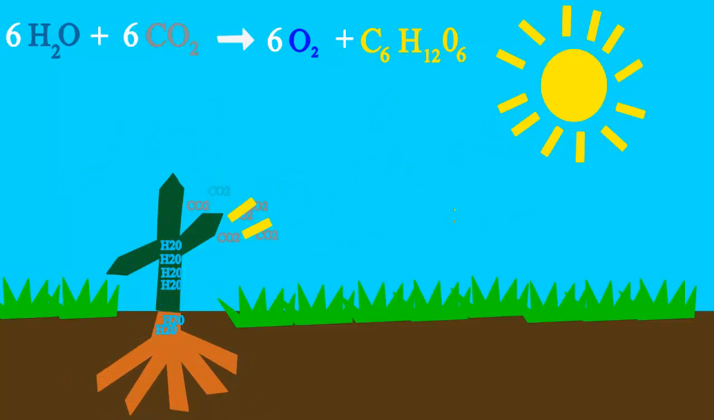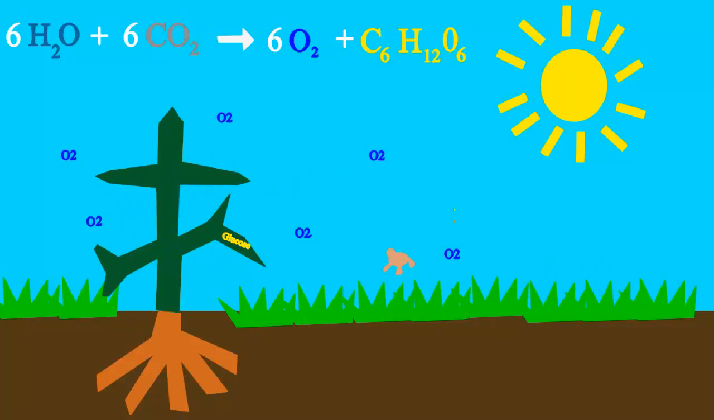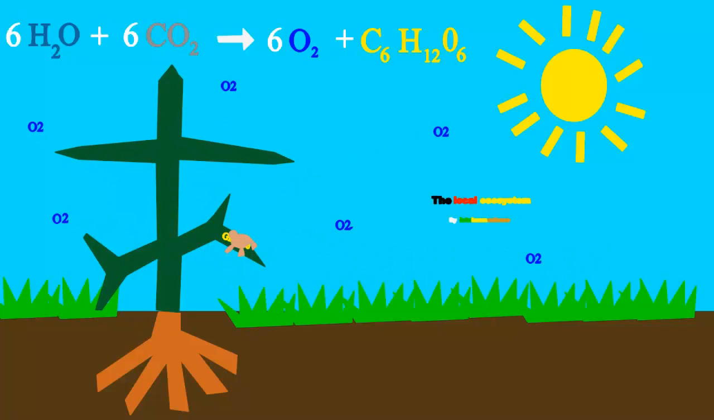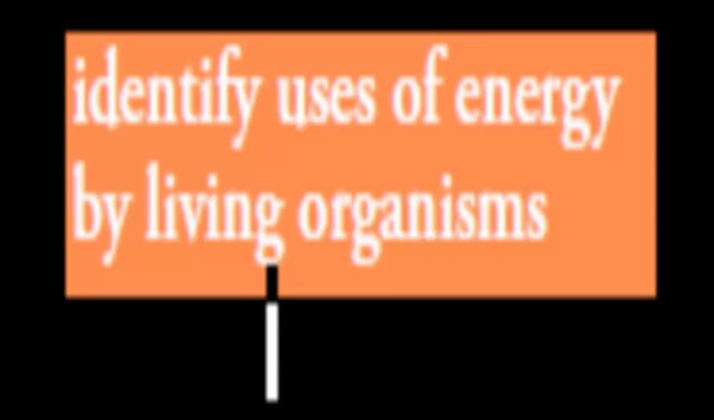Sun and CO2 to make glucose, the sugar that they use for food. They also put oxygen into the air so we can share, because oxygen is everywhere.